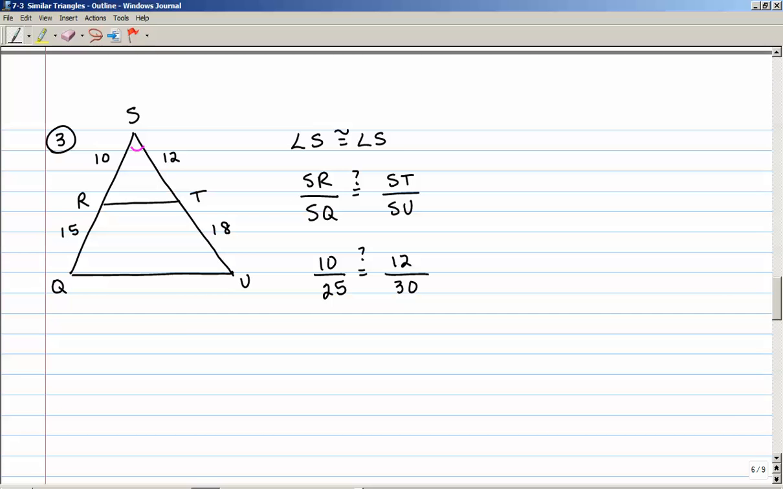10 divided by 25. That's going to give me 2/5. And 12 divided by 30 also gives me 2/5. So yes, the corresponding sides are proportional to each other. So we have one angle congruent, and then we have two corresponding sides proportional.